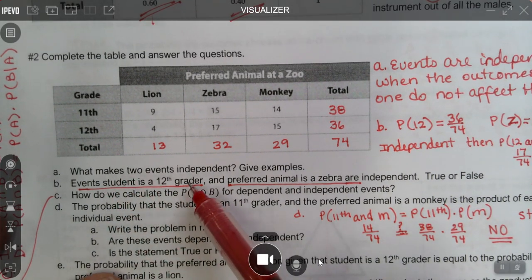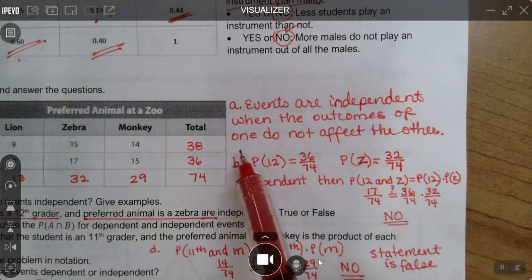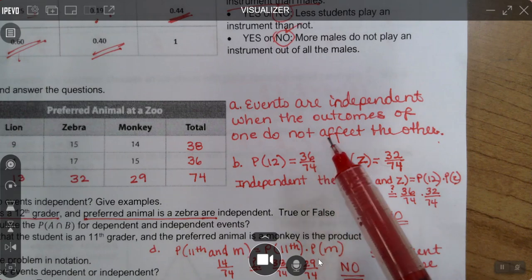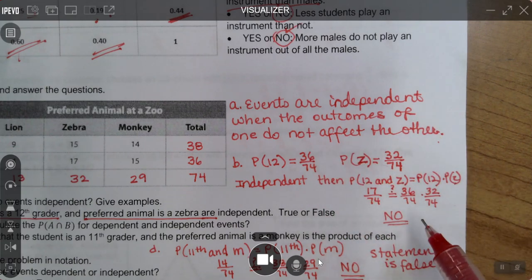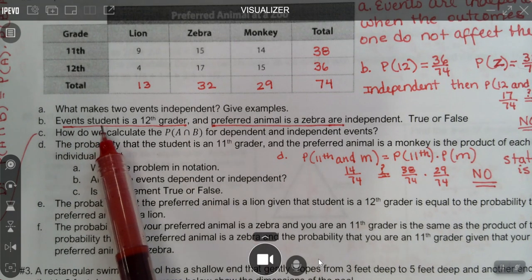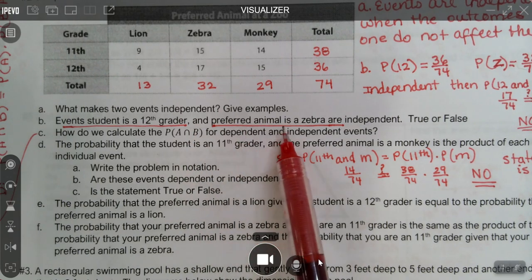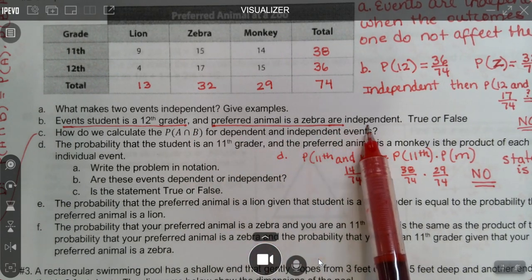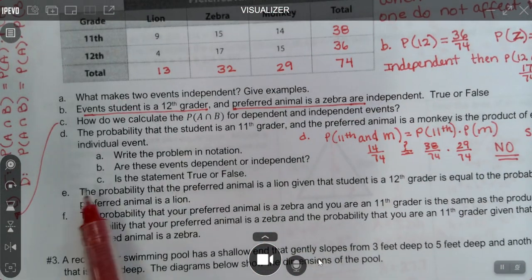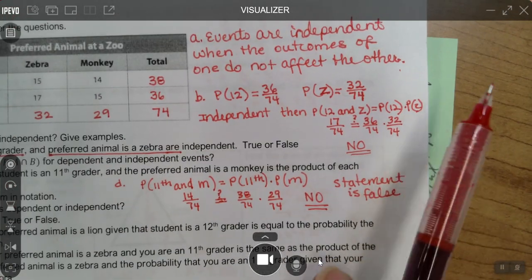So what makes two events independent? Events are independent when the outcomes of one don't affect the other. So for example, flipping a coin and pulling a card from a deck of cards. Event: the student is a 12th grader and the preferred animal is a zebra. Are they independent? True or false? The statement is saying that they are independent. So the question is, is it true or false? So I wrote it right here.